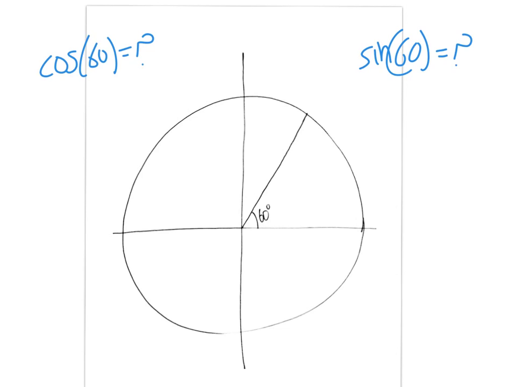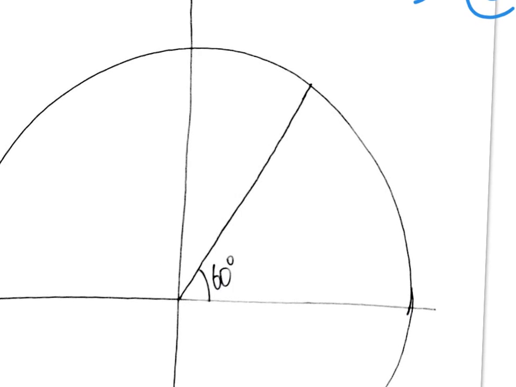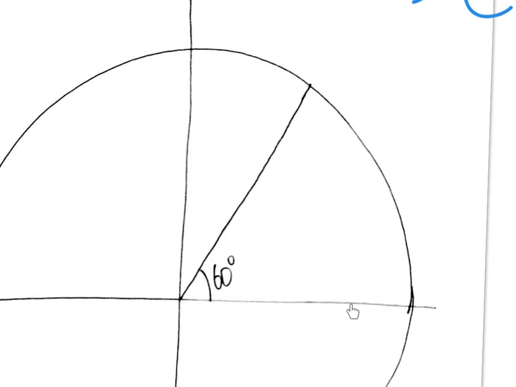We're also thinking I'm going to take this angle, so again, between here and here, 60 degrees, and I'm going to draw a right triangle. So from our terminal point, we're interested in the xy coordinates of that point. We're going to make a right triangle.